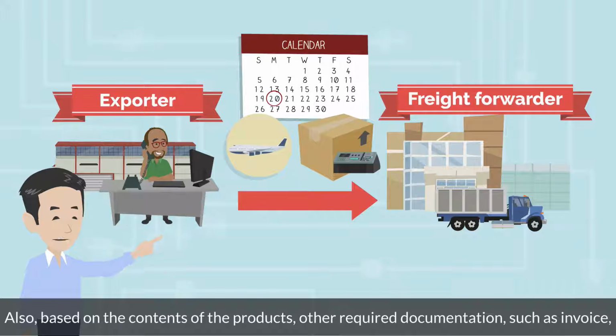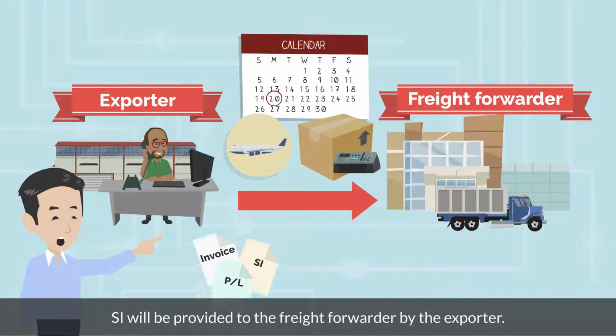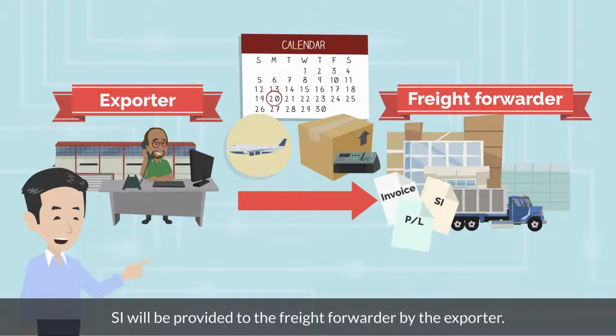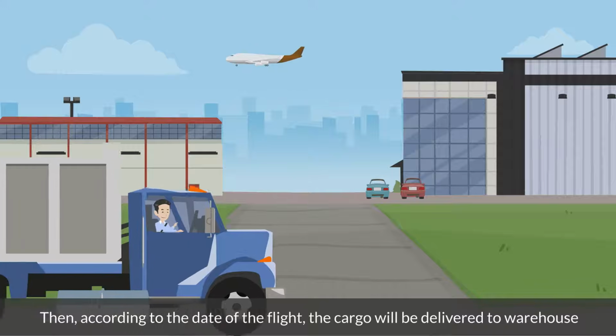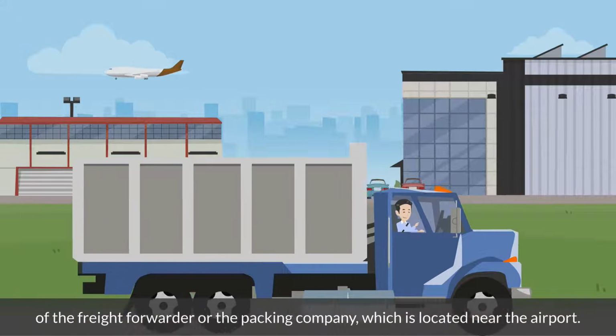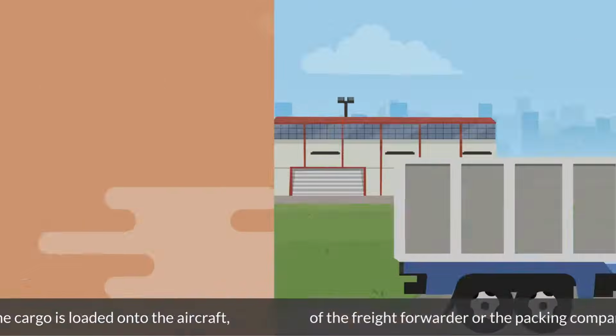Also, based on the contents of the products, other required documentation, such as invoice, packing list, shipping instruction called SI will be provided to the freight forwarder by the exporter. Then, according to the date of the flight, the cargo will be delivered to the warehouse of the freight forwarder or the packing company, which is located near the airport.